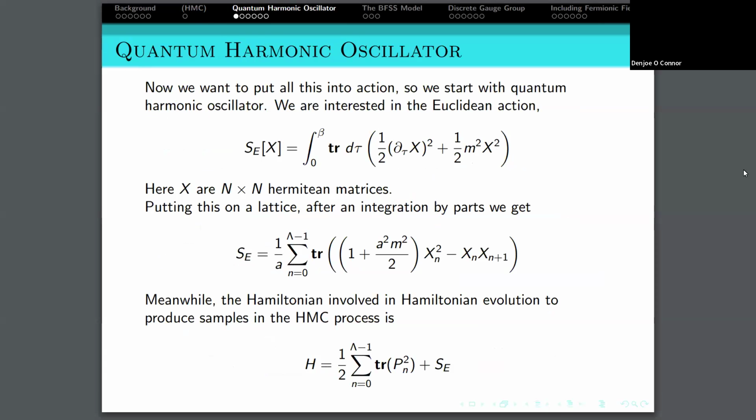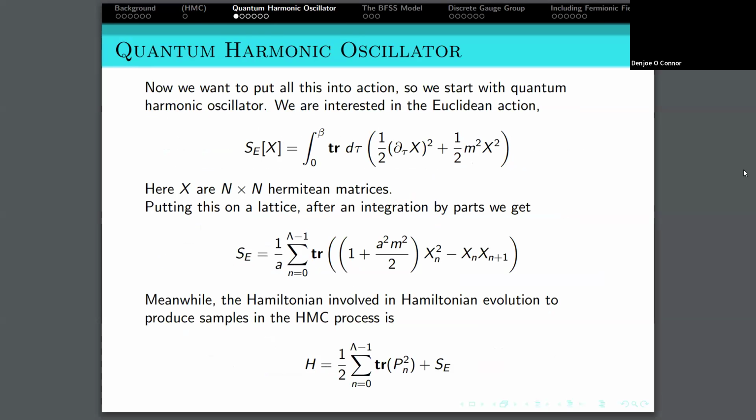Right, so now we want to put everything together into an actual algorithm of sorts. So we start off with this quantum harmonic oscillator, and we want to run an algorithm that performs these Hamiltonian Monte Carlo simulations. First off, we need this Euclidean action here. This is how we defined it, and x is just the position, with n by n Hermitian matrices.